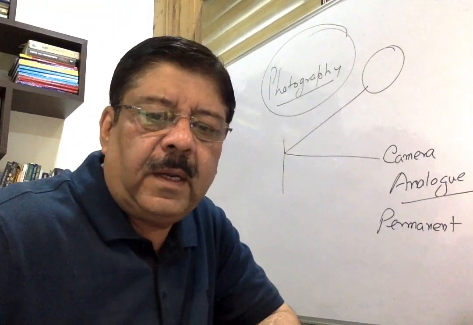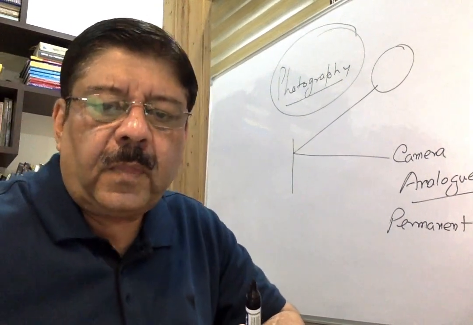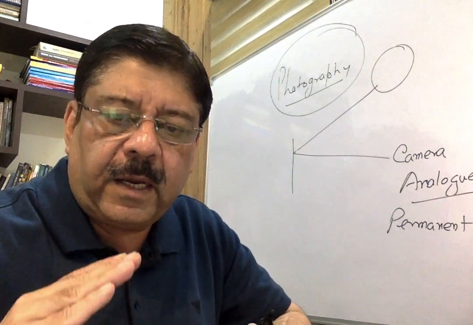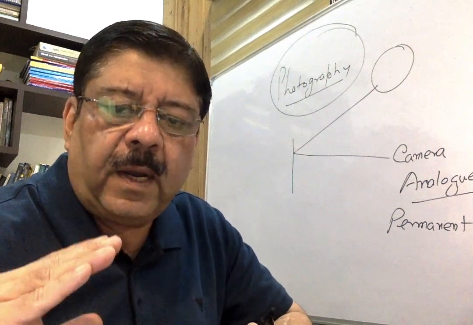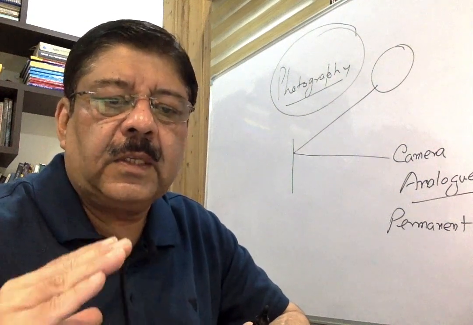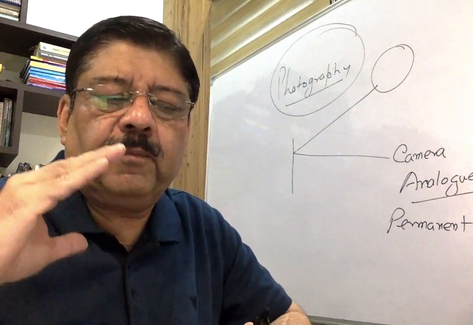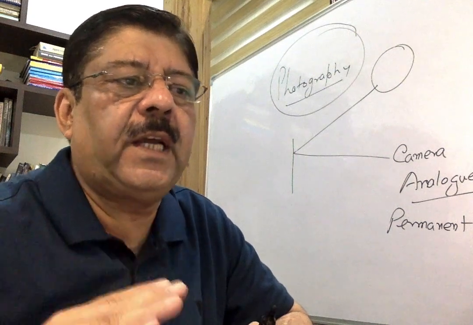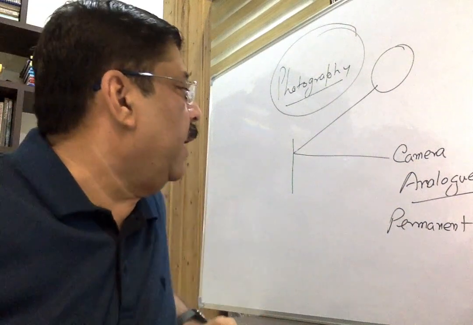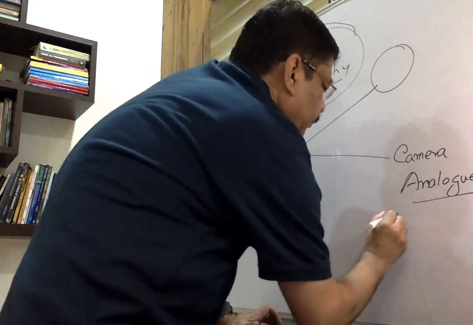Am I clear? That is photography, right? The process is the same. In your eyes, it is not permanently recorded, but in a camera or any sensor, as we call them in remote sensing, any sensor which can sense the image, which can form the image, records the image. That is photography. Photography is permanent recording of an image. The camera can be analog or digital.